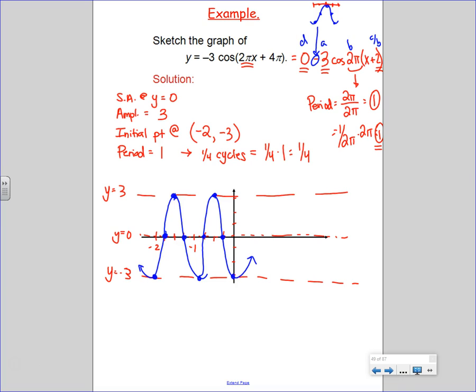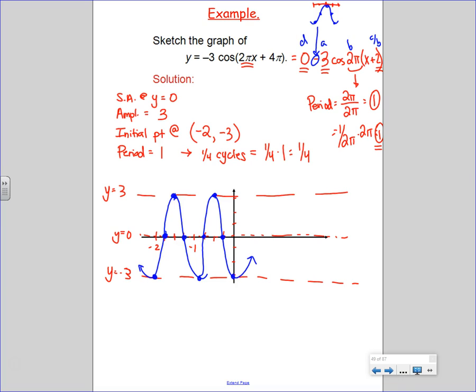So what we did is we analyzed all these characteristics first. We made our handwriting lines. Where's equilibrium? Where's the highest the wave can go? The lowest the wave can go? Where's the wave going to start? At -2, -3. What are my tick marks in order to make the rest of my cycle? Good.